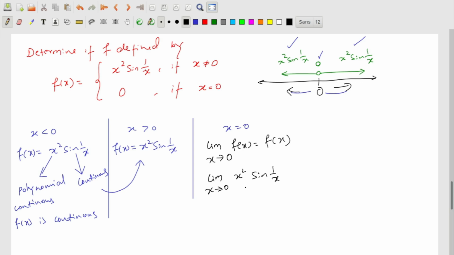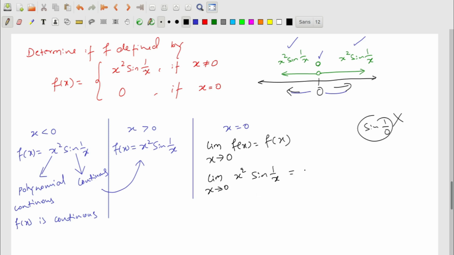Now here you can't make a direct substitution, because if I take a direct substitution, I will get sine of 1 by 0, which is not defined, right? 1 by 0 is not defined. So you can't make a direct substitution here. So now I will use some of the rules or the formulas from limits, and then I will try to simplify this.